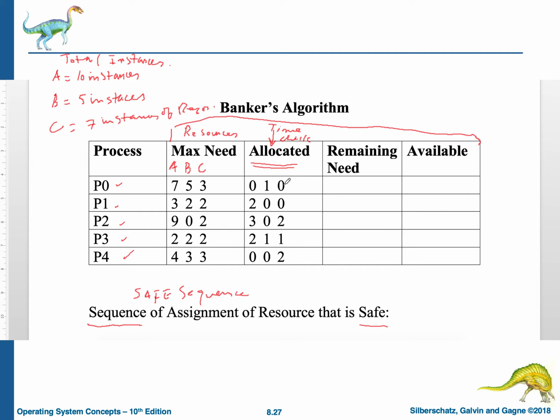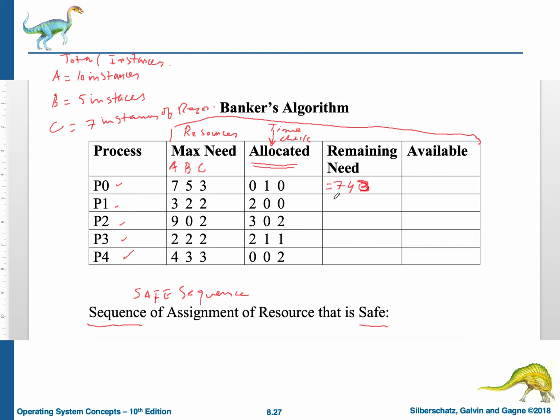Then we see that P0 has 0 resources of A, 1 resource of B, and 0 resources of C allocated, right? It means, how many remaining resources are needed? 7 minus 0 is 7, 5 minus 1 is 4, and 3 minus 0, sorry, is 3, right? So 7, 4, 3 is the remaining need of the resources.